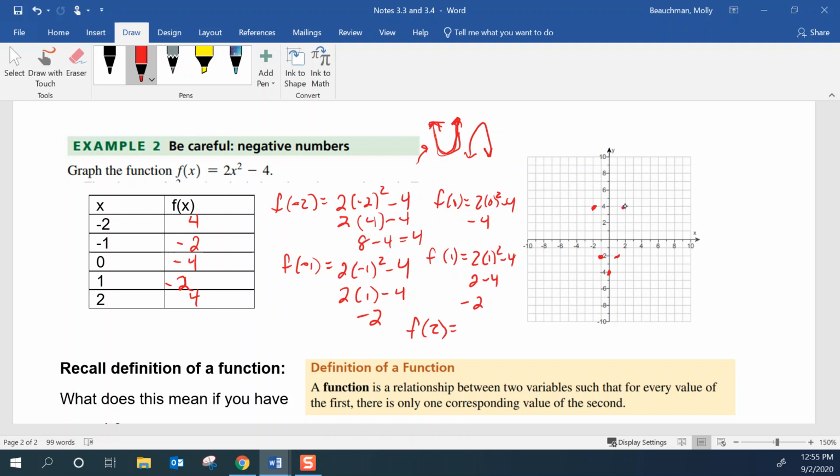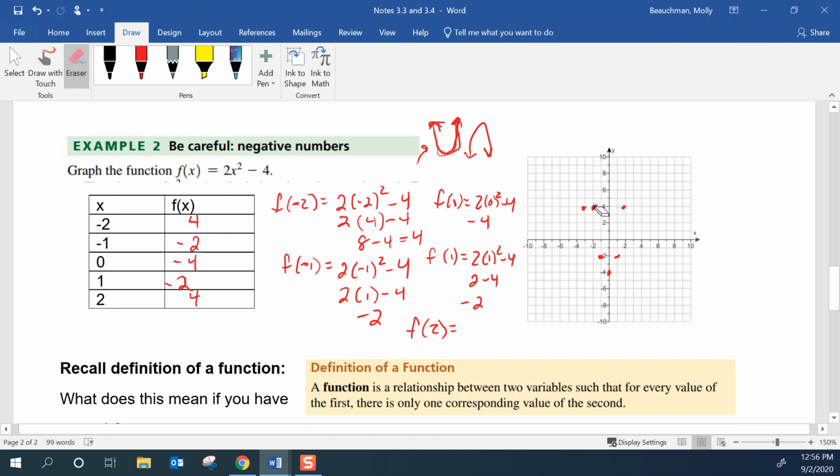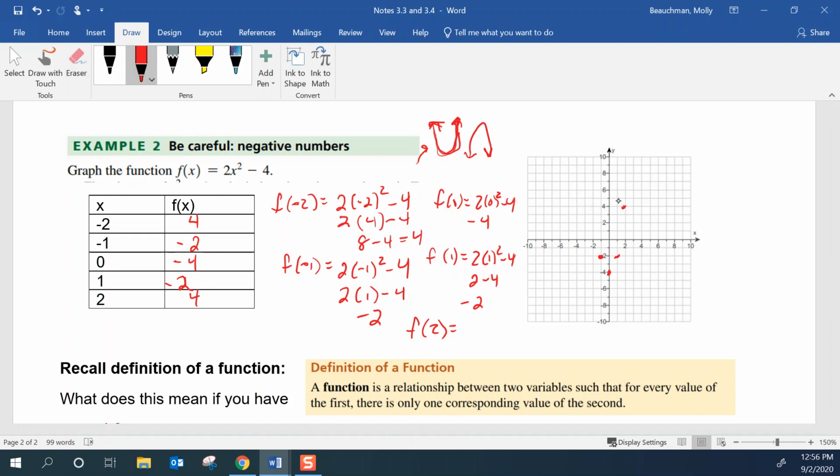There we go. Make sure my points are in the right place. I think I had it in the right place anyway. There we go. Sorry about that. That was in the right spot. So when we connect our points, we get a curve this time. Okay, so that's our graph of f of x equals 2x squared minus 4.